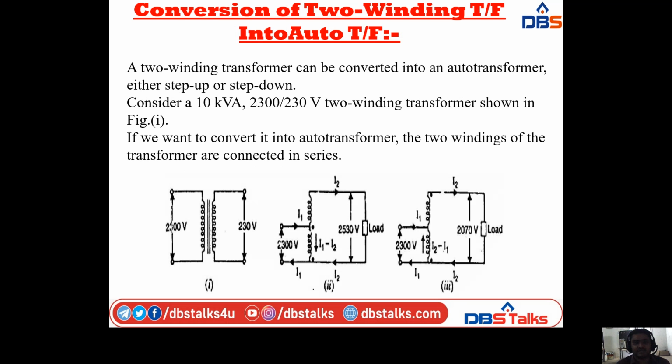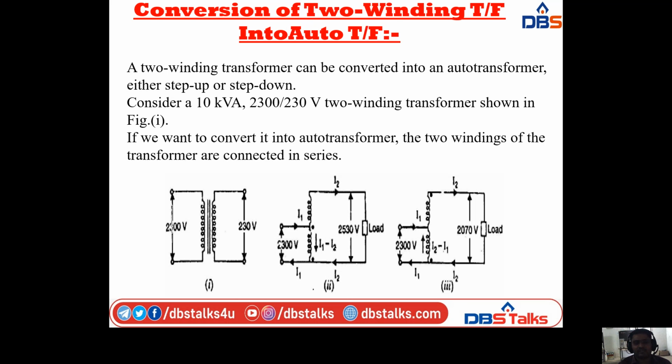Coming to the conversion of two-winding transformers into auto transformers. A two-winding transformer can be converted into an auto transformer, either step up or step down. Here we are taking the diagrams. In the first diagram, I am considering a 10 kVA, 2300 by 230 volts two-winding transformer: 2300 volts for the primary side and 230 volts for the secondary side. The rating of the transformer is 10 kVA. That is the two-winding transformer shown in the diagram.